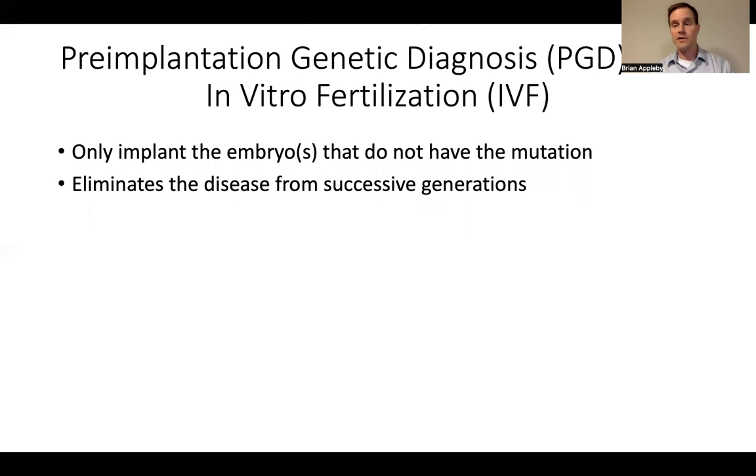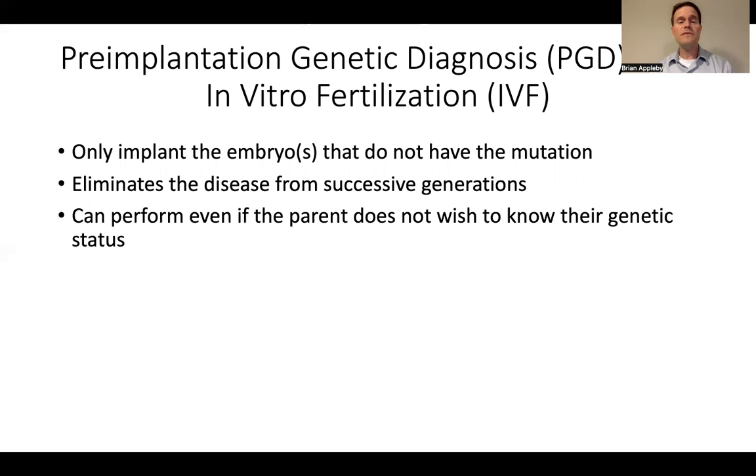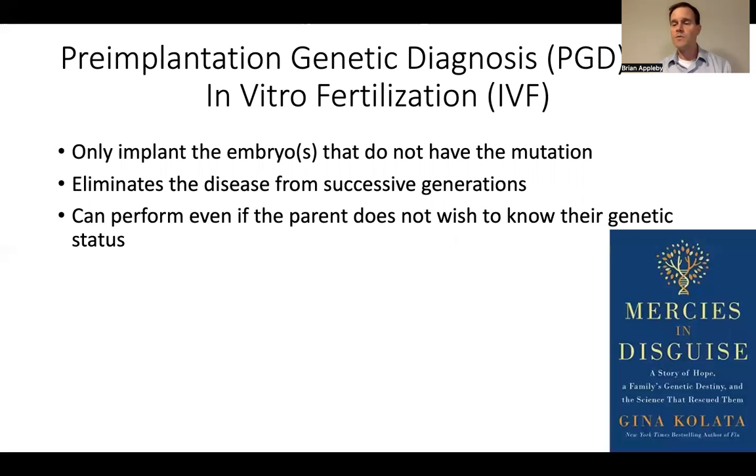So it's very empowering. You can even do this if the patient or the parent does not want to know their genetic status, right? They know they're at risk because their loved one had genetic prion disease. They themselves do not want to know whether or not they carry the mutation. You can still do this. And I would encourage you to read the very good book, Mercies in Disguise, which is about one of our genetic prion disease families. And they do talk about PGD with IVF in that book.